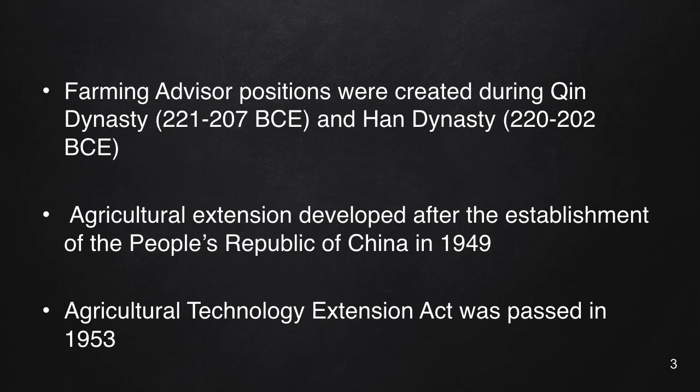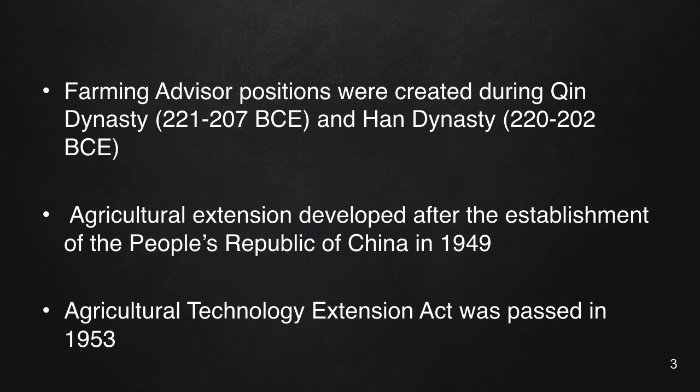Agricultural extension developed quickly after the establishment of the People's Republic of China in 1949, partly due to the rapid population increase after World War II and the Civil War, low agricultural productivity, and natural disasters. The central government passed the Agricultural Technology Extension Act in 1953. This is similar to the Smith-Lever Act of 1914 in the United States.